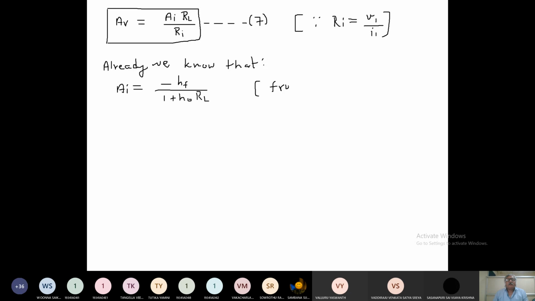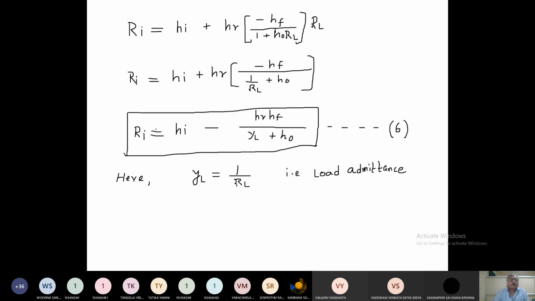This we know from equation 5, and we know the value of Ri also. Yesterday we calculated that Ri, right? So what is that value? Ri is equal to Hi minus HR HF by admittance YL plus HO, right?